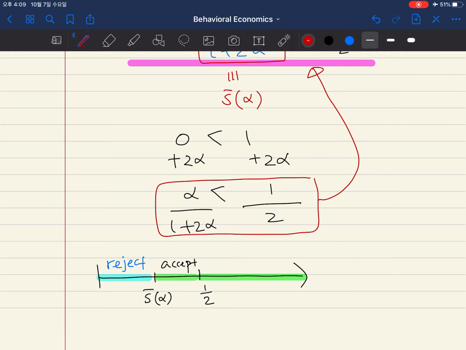So this is the so-called responder's strategy, or responder's action. The responder is going to reject a small offer. In particular, the responder is going to reject if the offer is less than this threshold S upper bar. But otherwise, as long as the offer S is bigger than this S upper bar threshold, the responder is going to accept.